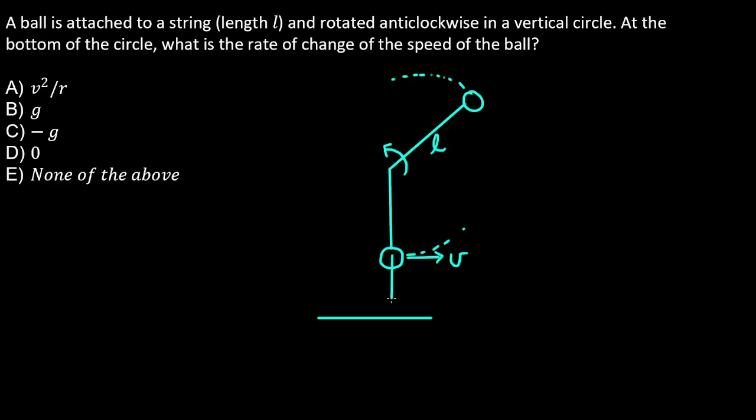Well, here we have the force of weight acting downwards and the tension force acting upwards. So because there's no net force in the tangent direction at this point, then the tangential acceleration is 0, which is the rate of change of speed of the ball. So the correct answer is D.